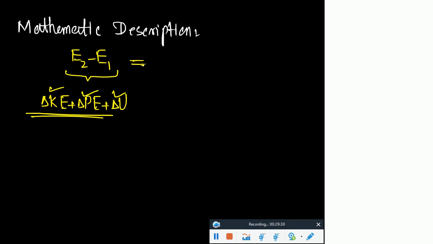So that is equal to the energy difference: the heat transfer to or from the system, minus the work done by the system or on the system. Okay, this is the mathematical description. So you can say this is a generic representation of the first law of thermodynamics. Remember that.